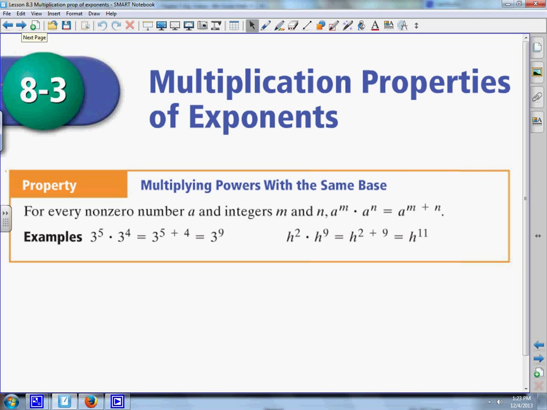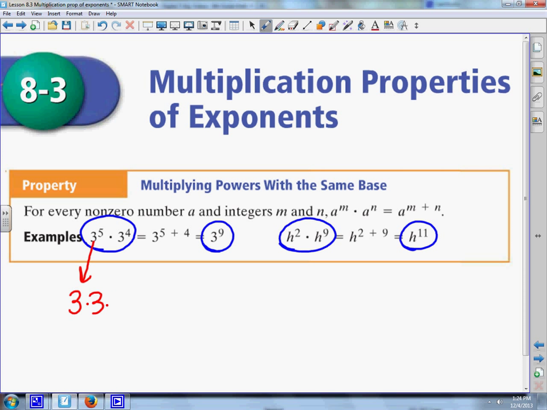So in your notes you need to write down this, multiplying powers with the same base. So if you have 3 to the 5th times 3 to the 4th, that is going to equal 3 to the 9th. Or h to the 2nd times h to the 9th, it would be h to the 11th. It's like saying, okay, I have 5 of these, and I'm going to multiply 4 more. So then you just add them all up.